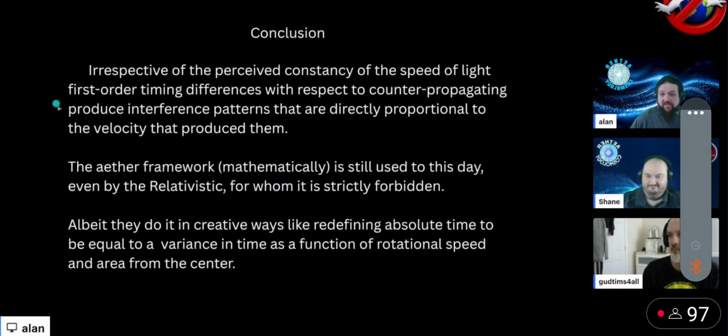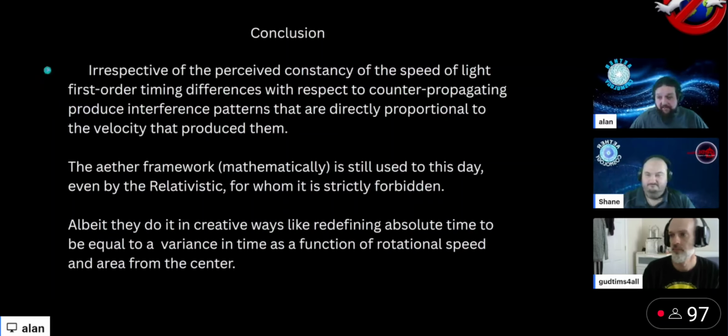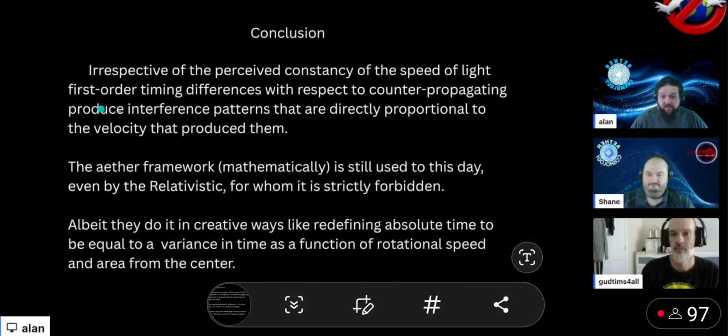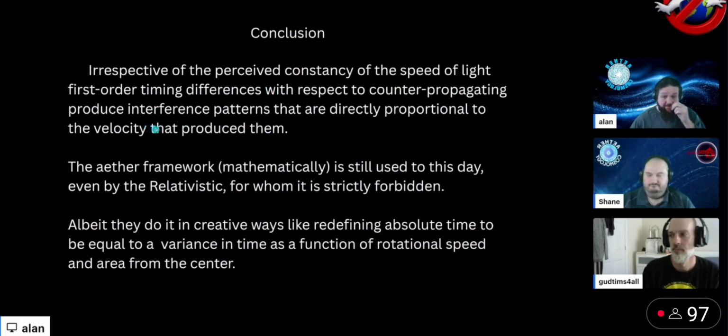So the conclusion of this: irrespective of the perceived constancy of the speed of light, a first order timing difference is measured with respect to the counter-propagating light beam going clockwise or counterclockwise to itself, which produces an interference pattern, which is directly proportional to the velocity that produced them, whether that be angular velocity or rectilinear velocity, just your everyday average velocity. The etheric framework mathematically is still used today, even by relativists, whom it is strictly forbidden. And we're going to go into some more examples of that. There's a couple more to add on after the conclusion here.